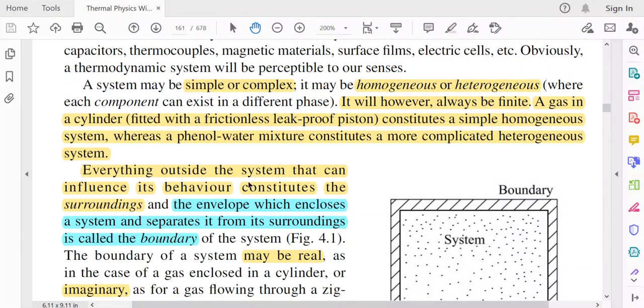Everything outside the system that can influence its behavior constitutes the surroundings. So what are surroundings? Surroundings is that which is outside the system, but it can influence the behavior of the system. And the envelope which encloses a system and separates it from its surroundings is called the boundary of the system.